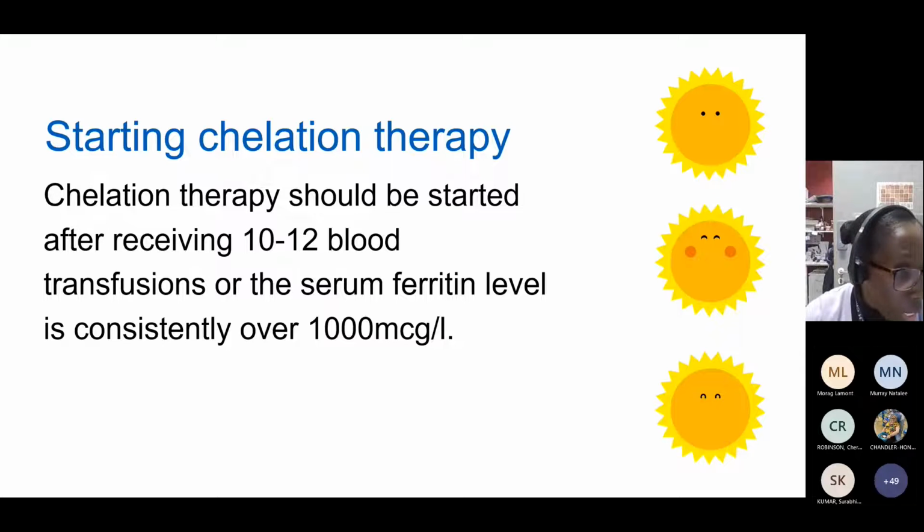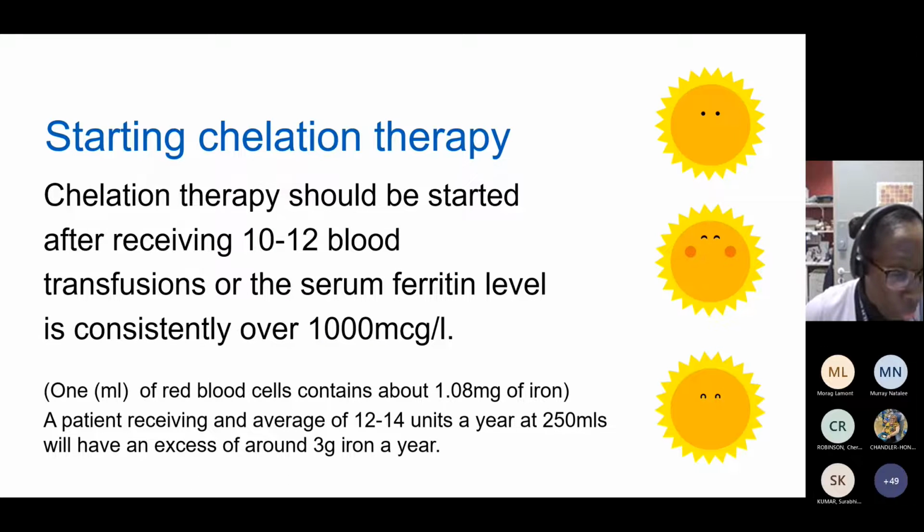So chelation therapy, I know you've had a little bit about this, but I will just go a bit more into it. And we should start chelation therapy after they've received 10 to 12 blood transfusions, or when the ferritin level is consistently above 1,000 micrograms per litre. Now, we've got a little calculation here that we use at the Royal London Hospital. So we add up how much red cells they're having, so we know roughly how much iron we would expect them to have at the end of the year.